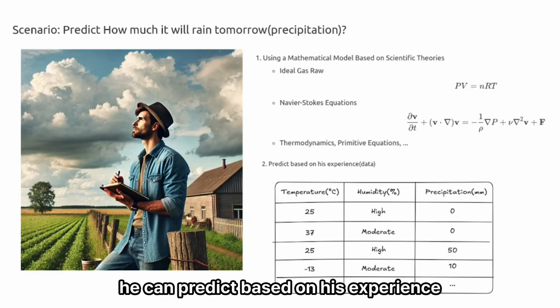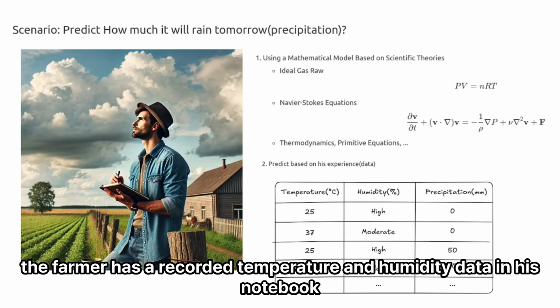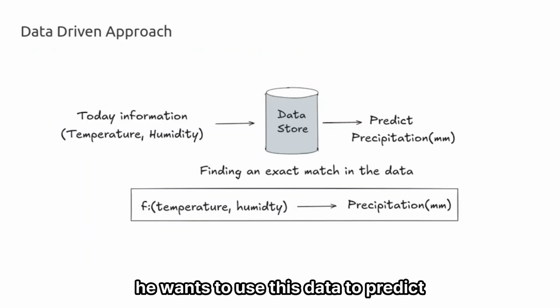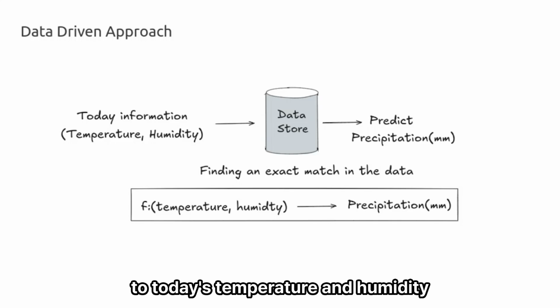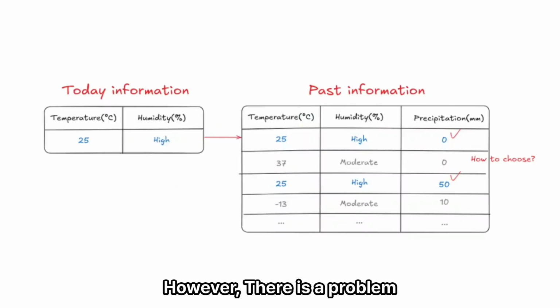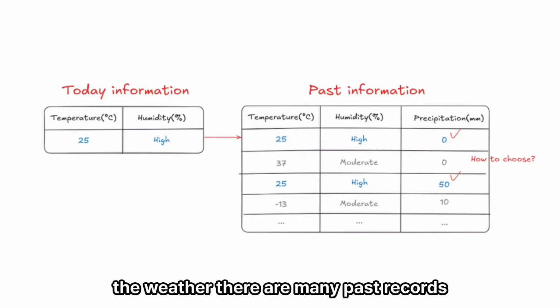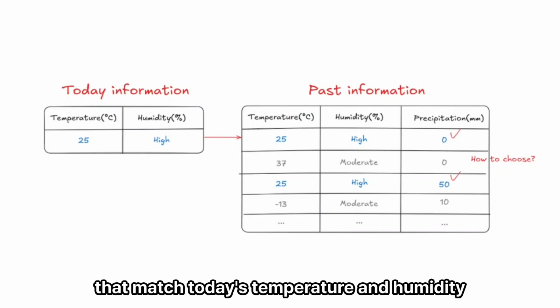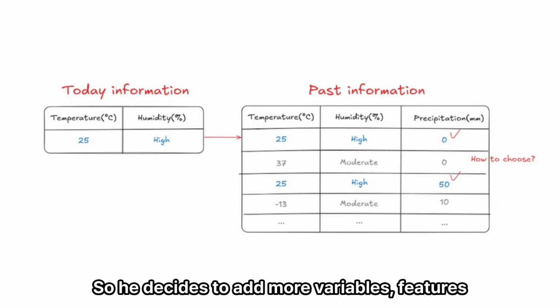The second one is that he can predict based on his experience, so data. The farmer has recorded the temperature and humidity data in his notebook for the past 20 years. He wants to use this data to predict tomorrow's weather by finding an exact match to today's temperature and humidity in his past records. However, there is a problem. The number of variables is too small to accurately predict the weather. There are many past records that match today's temperature and humidity, but the results vary, so it makes it difficult to make a clear decision.